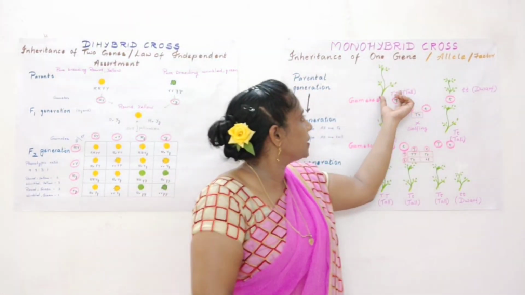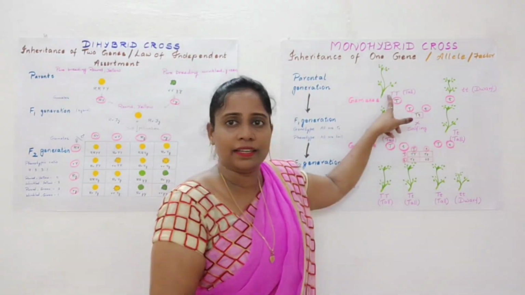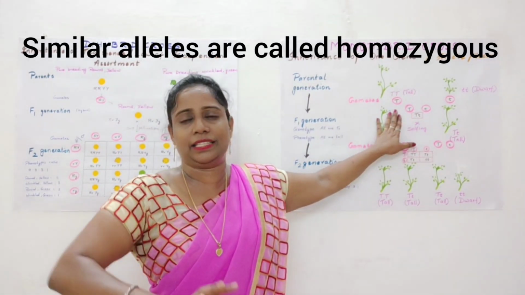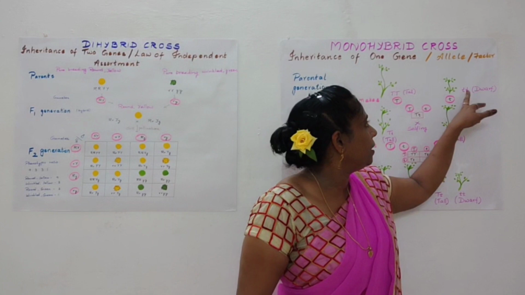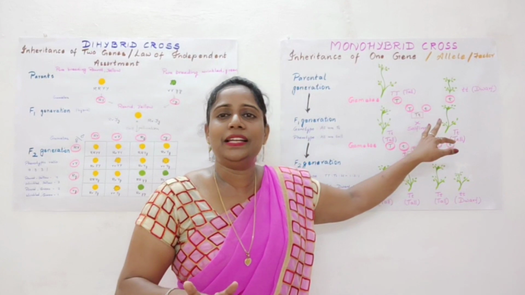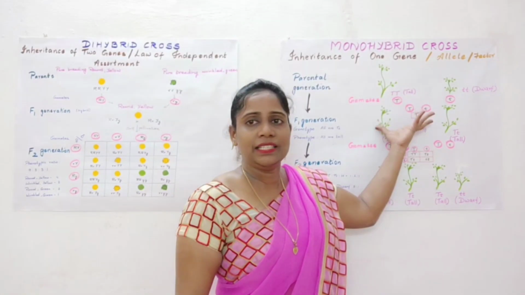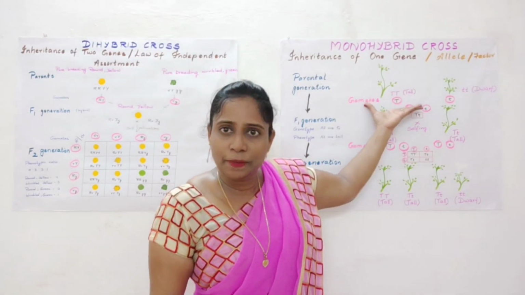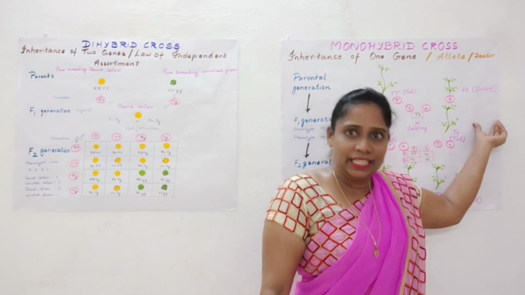In the tall plant, you can see that both the alleles are similar, so I call this homozygous. How do you call it? Homozygous. Very good. In this dwarf plant, how are the alleles? You have small t, that means both are similar, so I call this homozygous. Very good. So when gametes are formed, you will have capital T gamete and capital T gamete with respect to the tall plant. In case of the dwarf plant, you will have small t gamete and small t gamete.